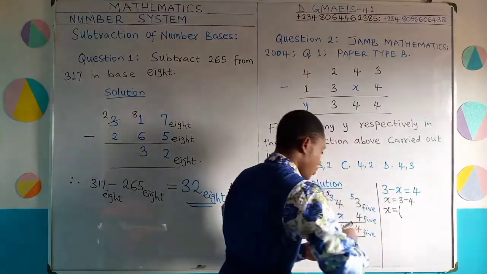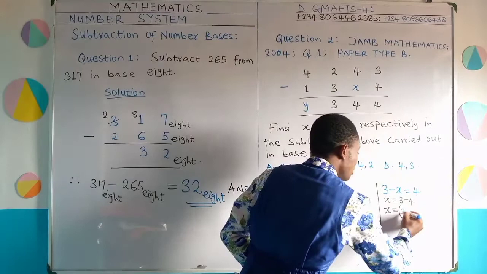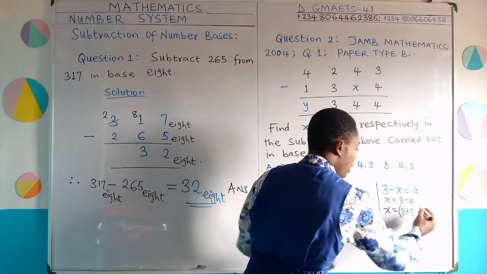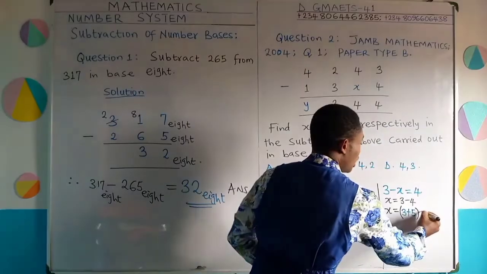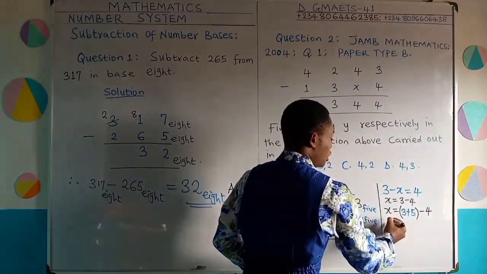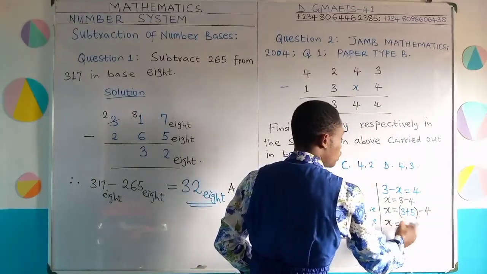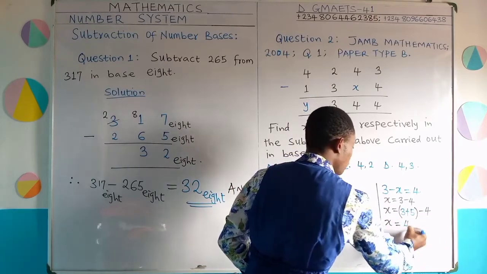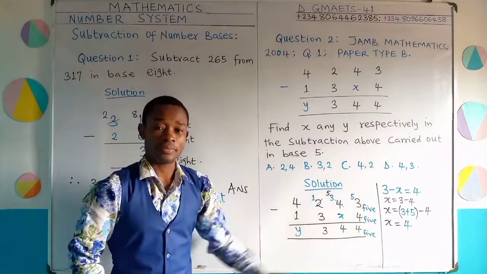Permit me to write in brackets. I am expected to add a bundle of 5 to it. That is the base in which I'm doing the calculation. Then minus 4. This gives me that x is equal to 8 minus 4. And 8 minus 4 will give me what? 4. That's the value of x there.